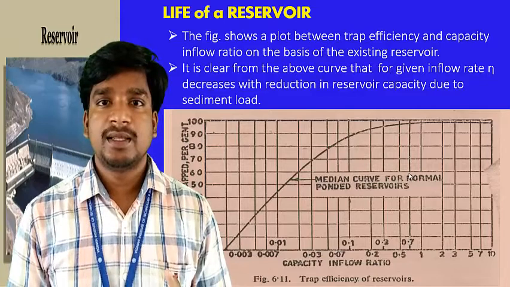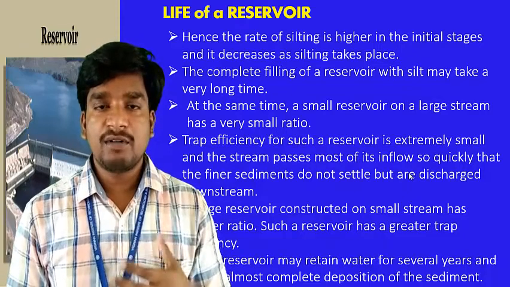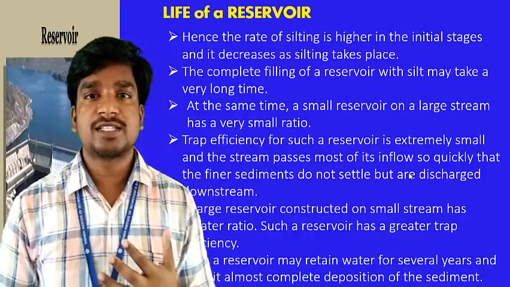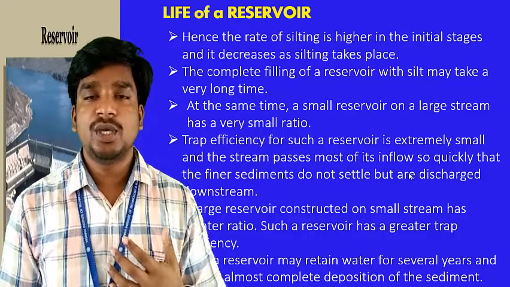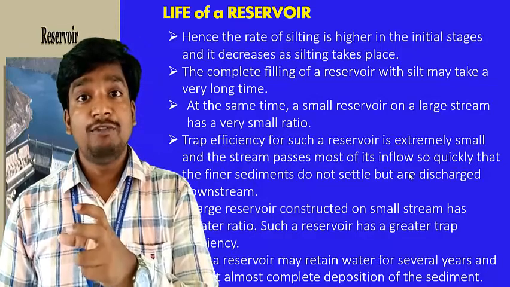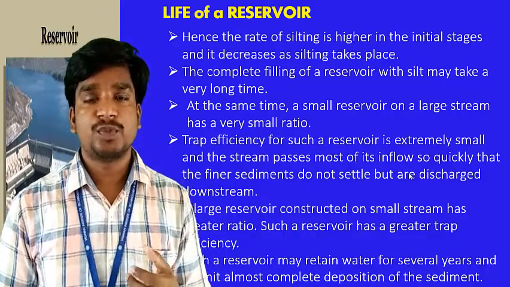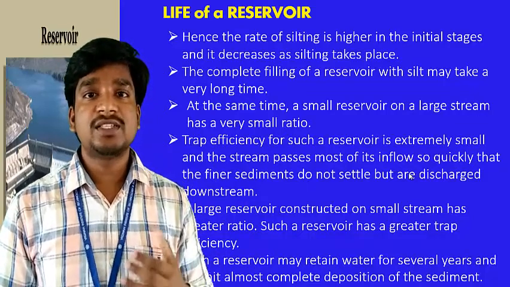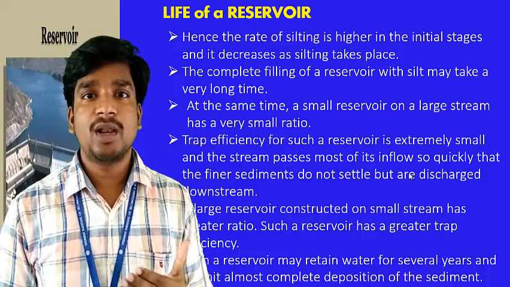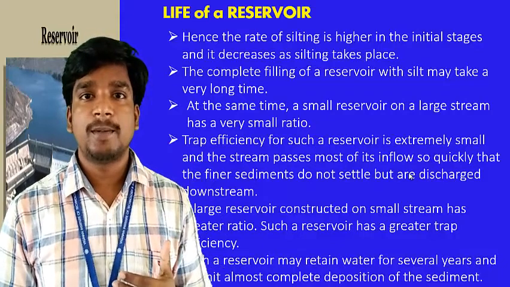Now let us see an example of two different cases. One is a small reservoir constructed on a large stream. In this case, the reservoir is small, but the inflow is very high. So the capacity to inflow ratio is very small, because the inflow rate is more than the capacity of the reservoir, since the reservoir is small.